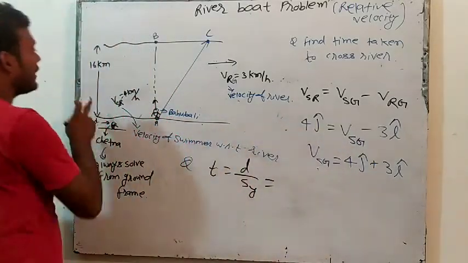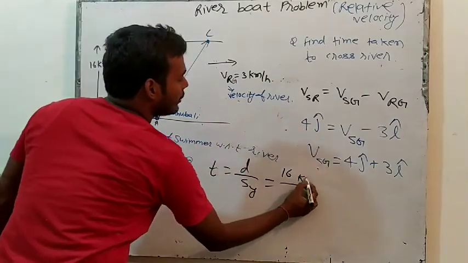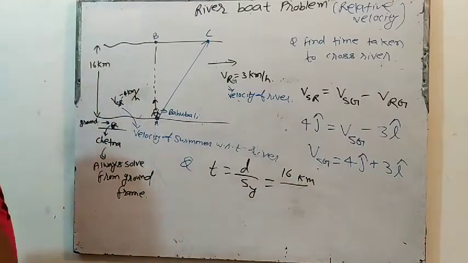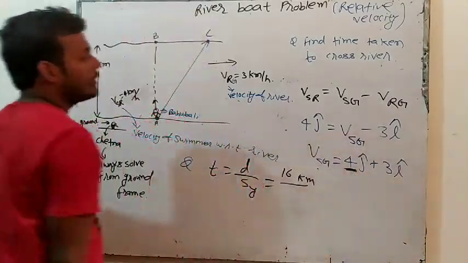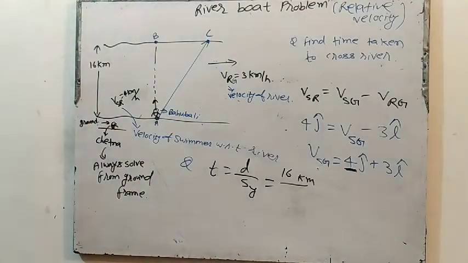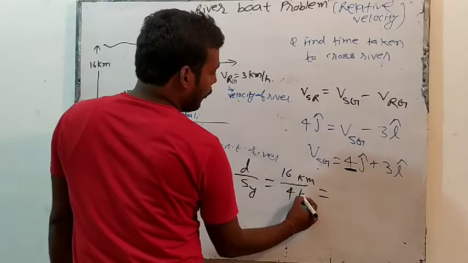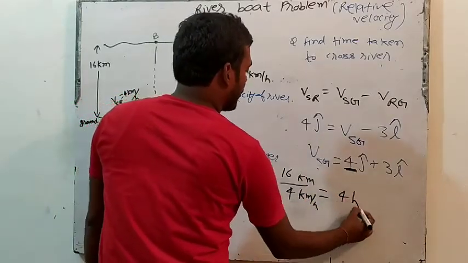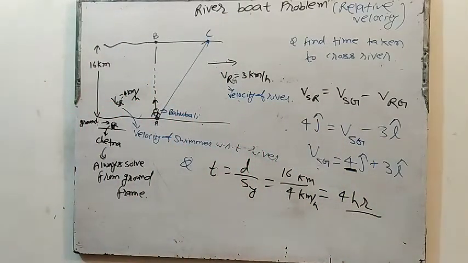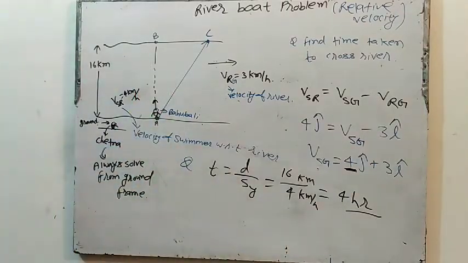What is the distance in y direction? 16 km. This is given. 16 km is the width of river. What is speed in y direction? See, speed in y direction is how much? J cap. J cap means y direction. So speed in y direction is 4 km per hour. So time will be how much? 4 hours. So in 4 hour time, Bahubali will cross the river.